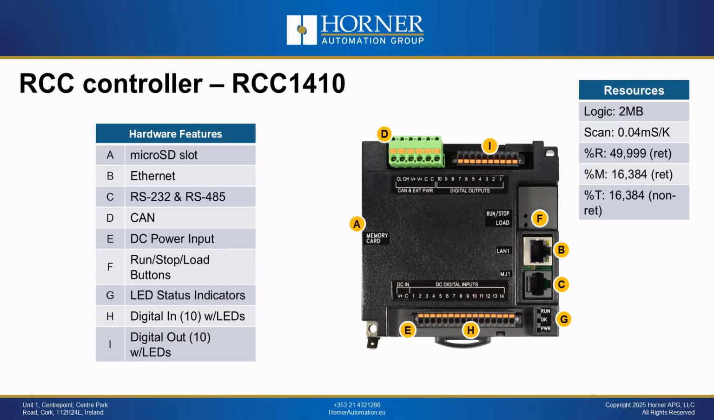The next model we have got is the RCC 1410. Some of the big differences here, beyond the I/O complement differences, are the fact that the RCC 1410 has a lot of available registers as well as program space. So it has 50,000 R registers. It has 32,000 bit type registers, half of which are retentive, and it has 2 megabytes of logic space. But keep in mind, the new CPU 250 matches that in terms of all those different parameters.